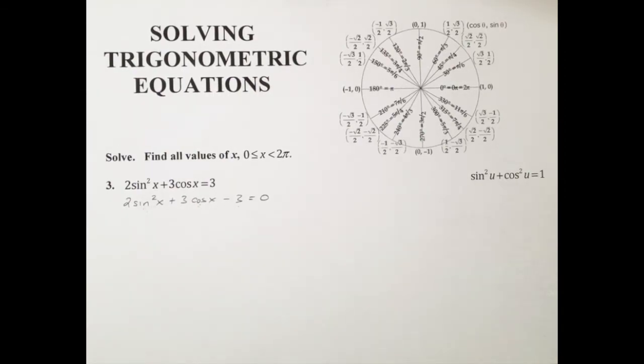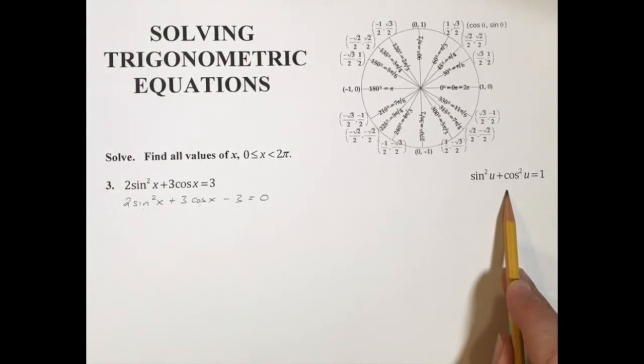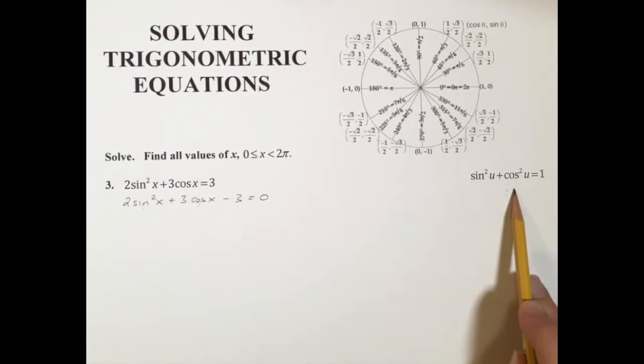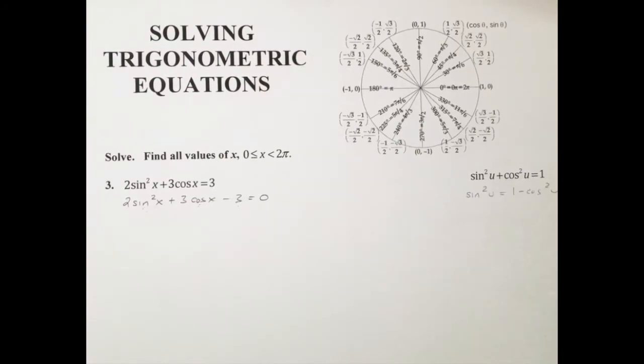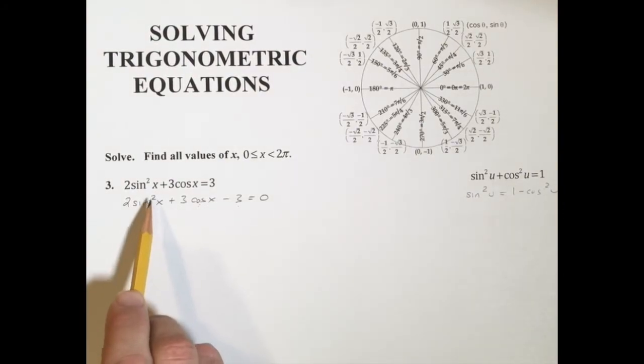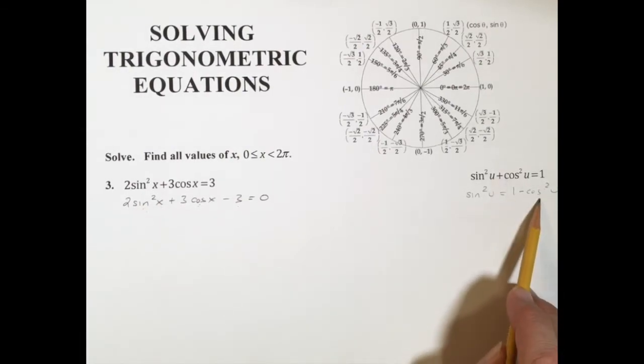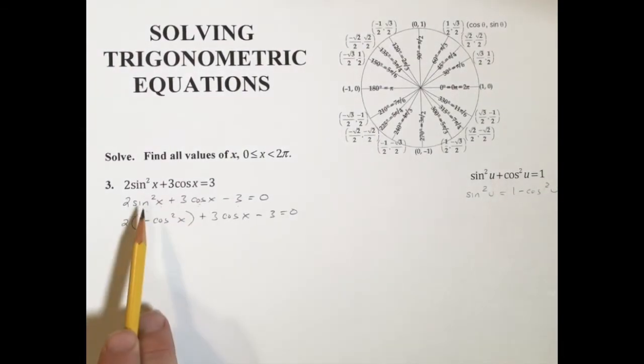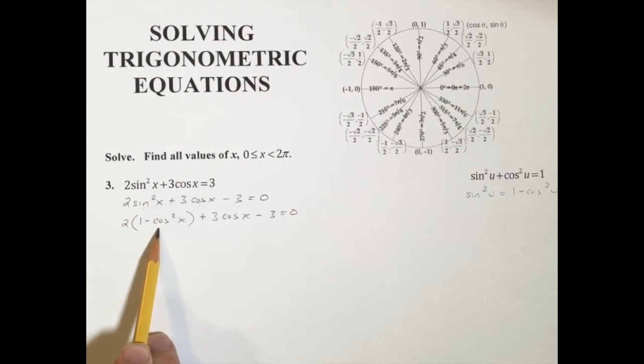I'd really like to first rewrite this equation using only sine or cosine. However, it can be a little bit tricky turning a sine expression into a cosine expression or a cosine expression into a sine expression. The only way I can do it is by utilizing my Pythagorean identity, sine squared plus cosine squared equals 1. Let me subtract cosine squared from each side of this identity. And what I'll now do is replace sine squared x with 1 minus cosine squared x. I'm replacing sine squared with 1 minus cosine squared. Now my equation is written only using cosine.